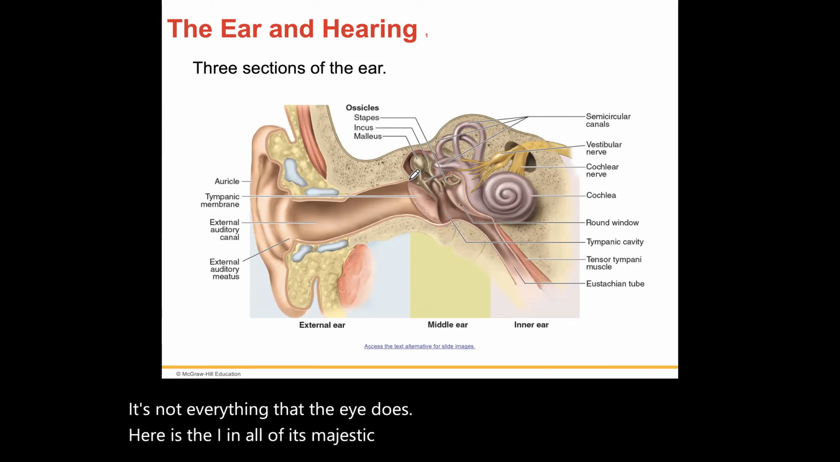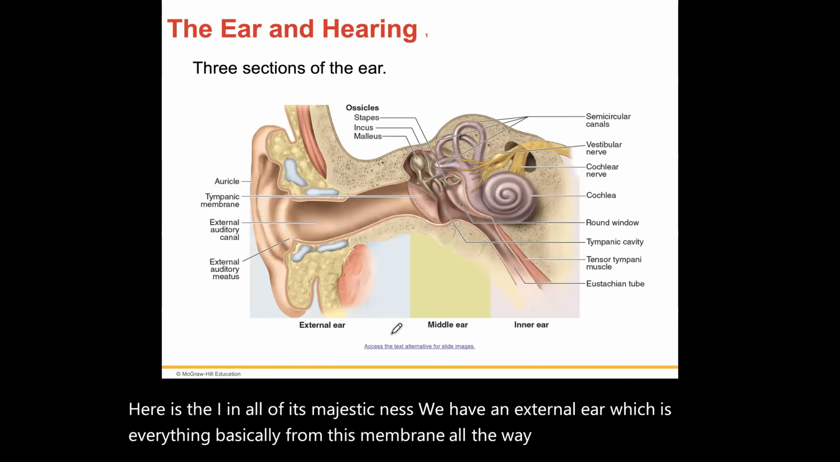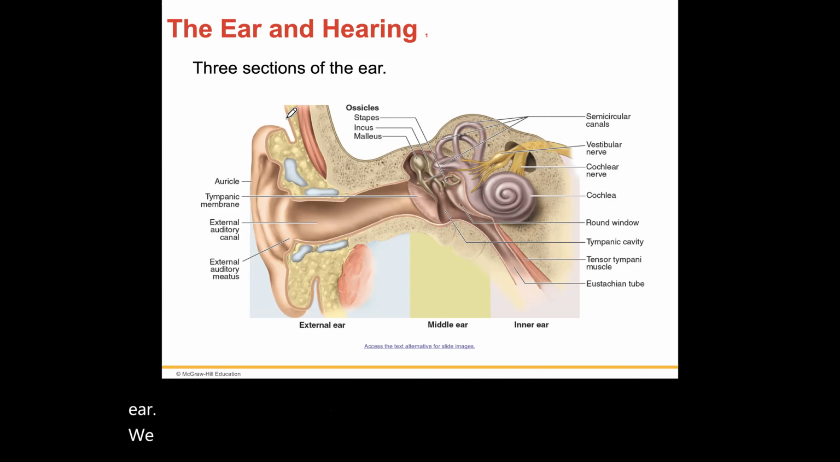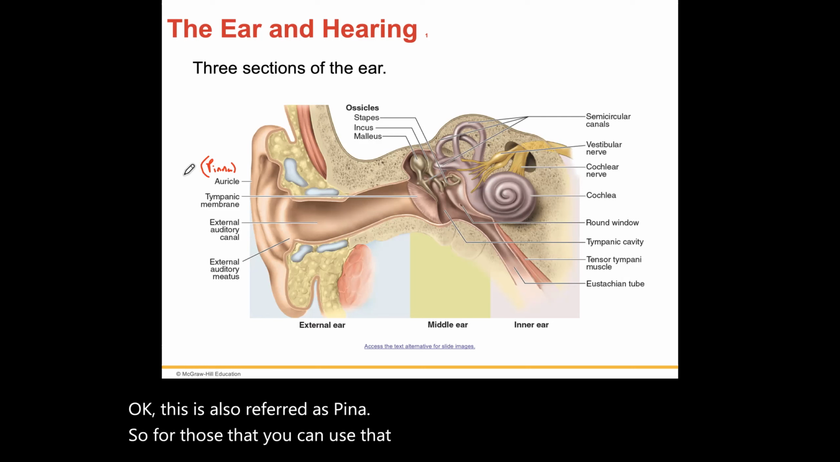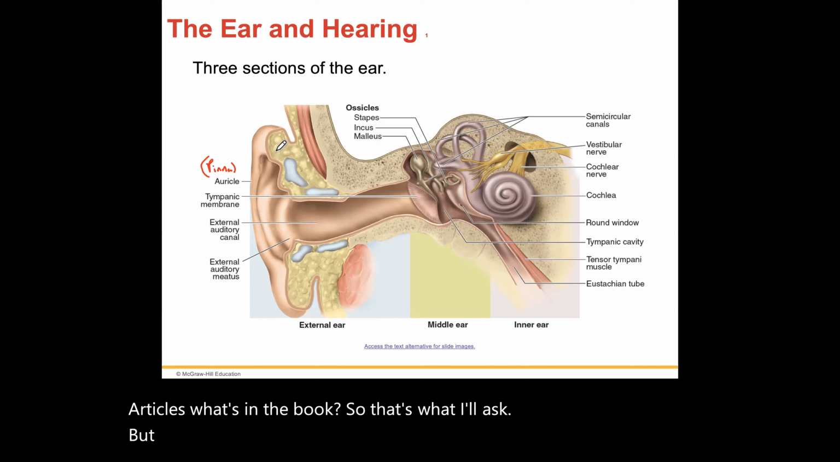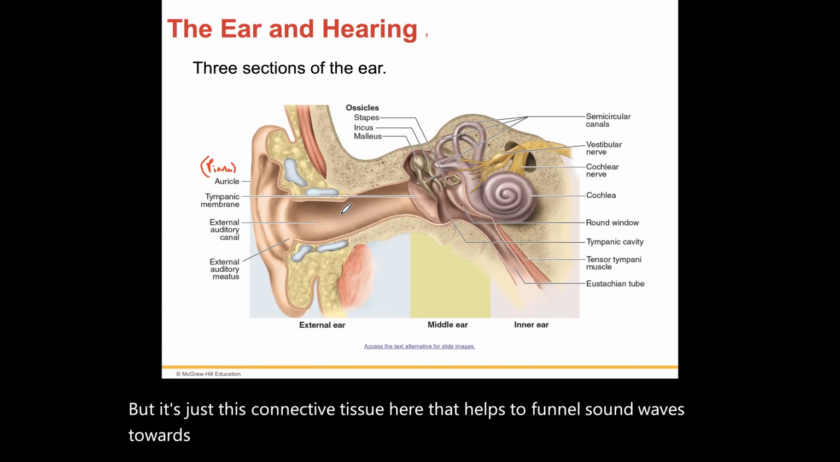We have an external ear, which is everything basically from this membrane all the way out. The external ear's job is to really funnel sound waves towards the middle ear. We have an auricle or pinna. This is also referred to as pinna, so for those that know that, you can use that word if it's there. Auricle is what's in the book, so that's what I'll ask. But it's just this connective tissue here that helps to funnel sound waves towards the external auditory canal.